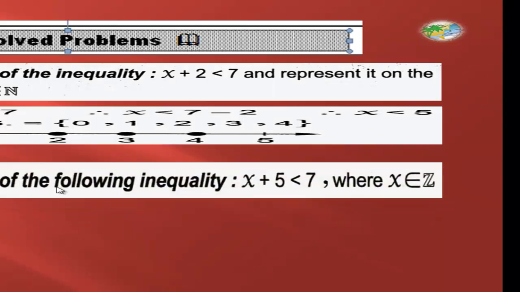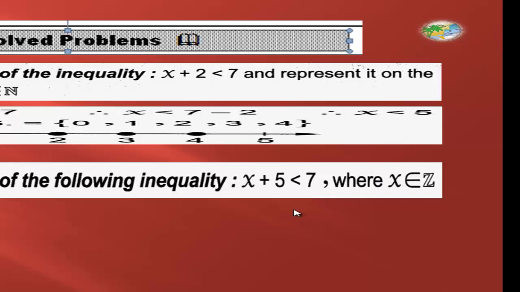Find the solution set of the following inequality: x plus 5 less than 7, with the same steps, primary 6. But what is the difference between them? Here x belongs to z, but in the last one x belongs to n. Before we start, the answer should remove the plus 5 to the opposite side with the opposite sign. Okay, just 1 minute to find the answer for this inequality.